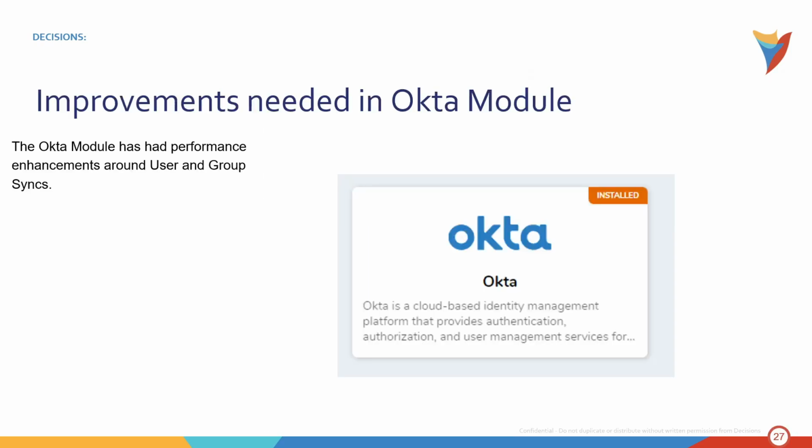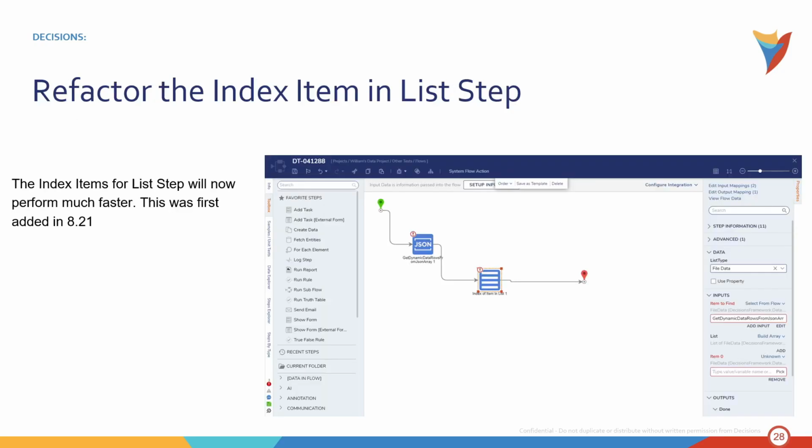Okta has had some performance enhancements when users try to do a user sync or group sync. It was taking way too long, especially as more users and groups are trying to sync, and that's been tidied up, and it's going to run a whole lot faster. We also have a refactor of the index item in list step. We first saw this in 8.21. The index items for list step has now been refactored so that it can perform much better in version 9.